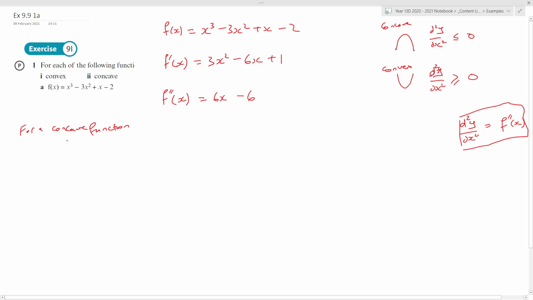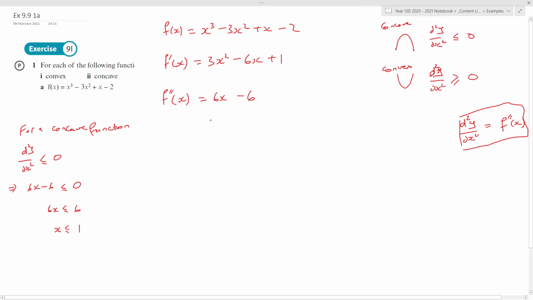Right, for a concave function, the second derivative has got to be less than or equal to 0. So that implies that 6x minus 6 is going to be less than or equal to 0. And then we solve. So 6x is less than or equal to 6, and x is going to be less than or equal to 1. Okay, so anything less than 1 is going to be concave.